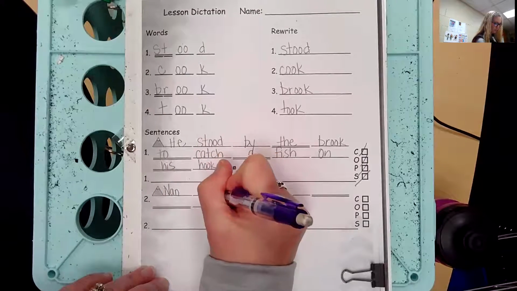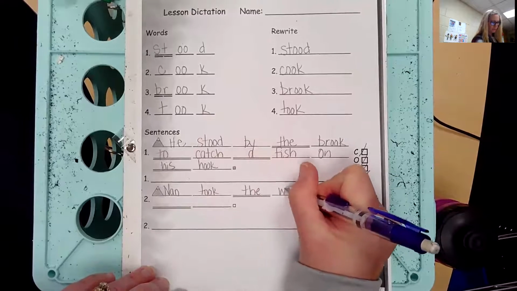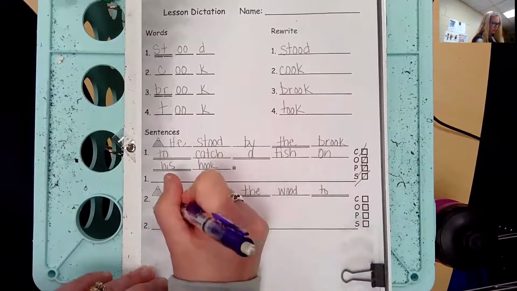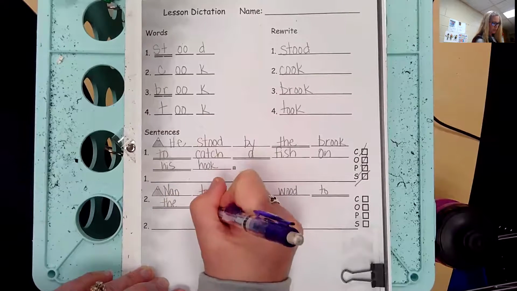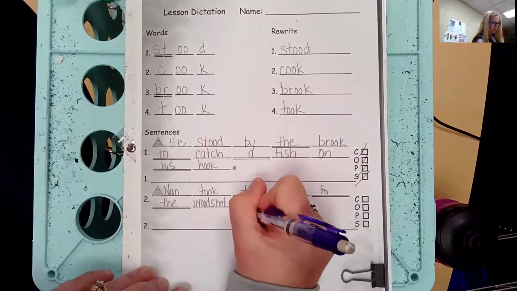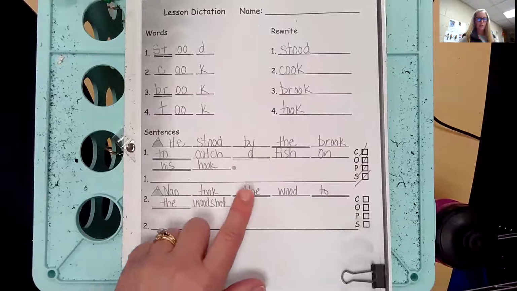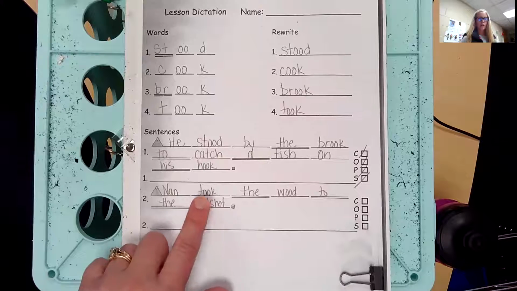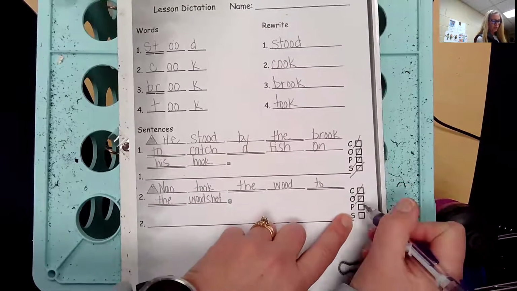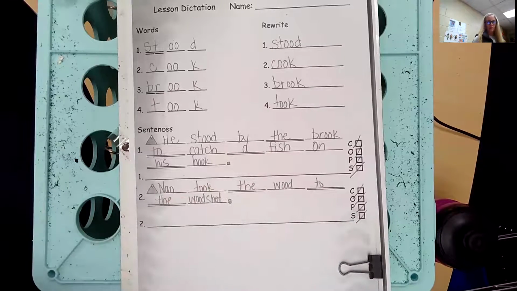Nan took the wood to the woodshed. Pause the video. You're going to work through that sentence. Nan took the wood to the woodshed. Go back, check here. Capital, organization, punctuation, spelling. Rewrite it on the rewrite line.